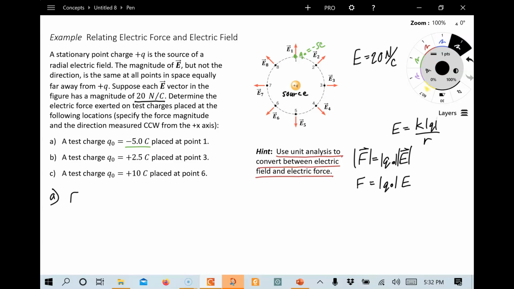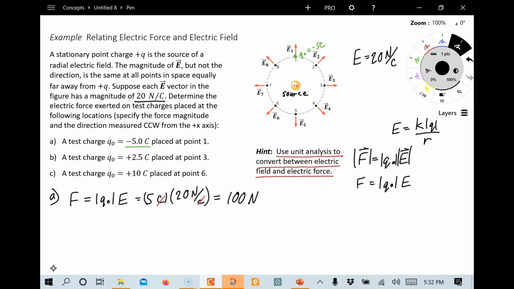So for part A, the force exerted on that charge Q0 at point 1 is equal to the magnitude of Q0 multiplied by the electric field at that point. We know the magnitude of Q0 is 5 coulombs, and the electric field there is equal to 20 newtons per coulomb. That means for each coulomb of charge placed at that point, you get a force of 20 newtons. Here we've put 5 coulombs, so we're going to get a force of 100 newtons. That's the magnitude. The coulombs cancel out, as we can see.